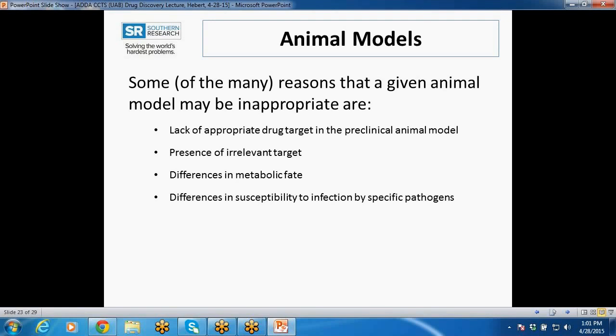Some of the reasons that a model may be inappropriate: there may not be an appropriate drug target in your animal model. If you're looking for a drug whose mechanism of action is binding to a specific cell surface receptor, and that cell surface receptor is not present in mice, then it's useless to look at mice as your animal model. There may be presence of an irrelevant target, differences in metabolic fate, like what I described a while ago for the drug for the NCI, or differences in susceptibility and infection by specific pathogens, like I just described for adenoviruses.